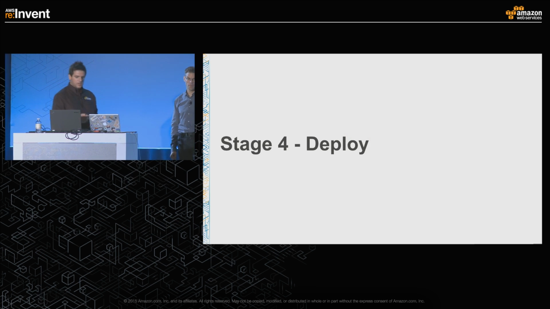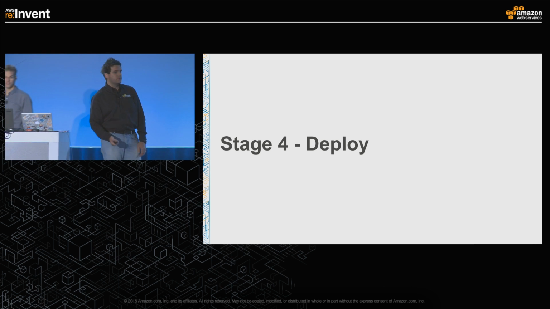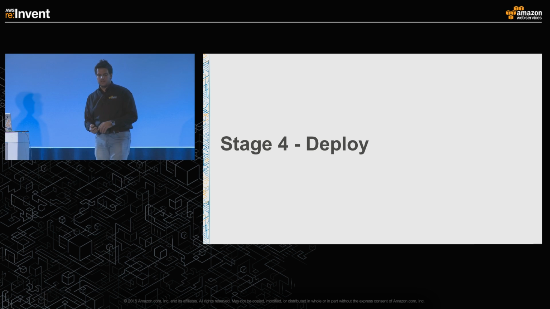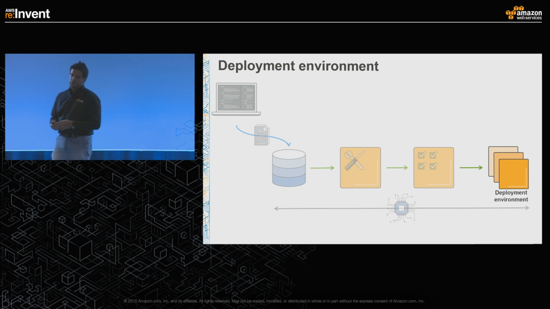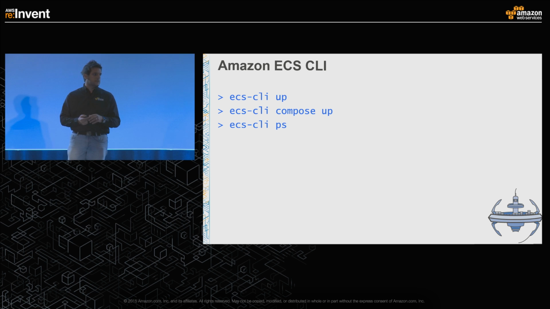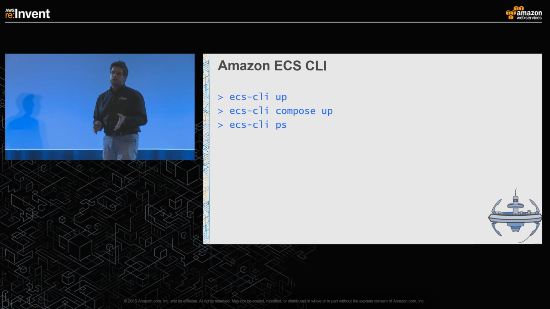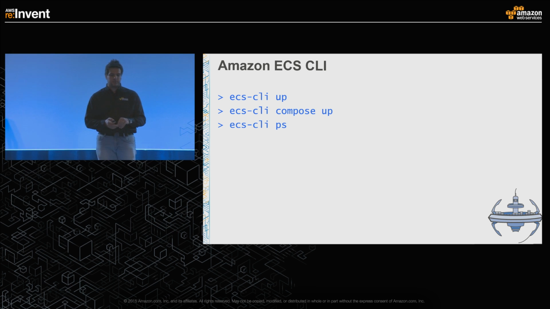So we have our test and build covered now. All we have left to do is actually deploy our containers. As we mentioned earlier, this is the stage where we take the artifacts and deploy them to our production environment. We will deploy on Amazon ECS, and again, as announced this morning, we have this tool that allows us now to take our Docker Compose file and run it on an Amazon ECS cluster.